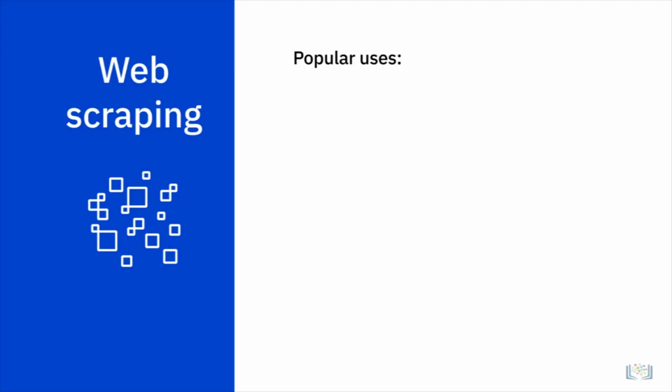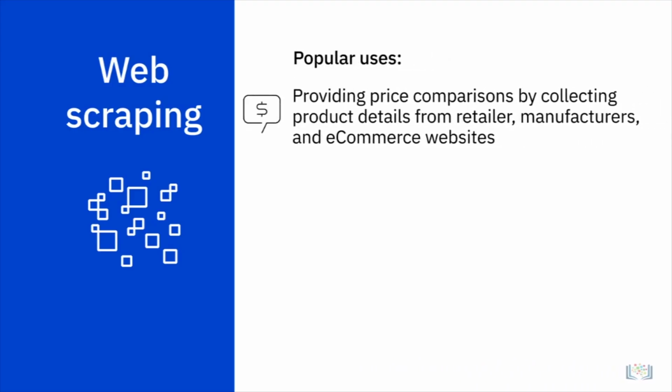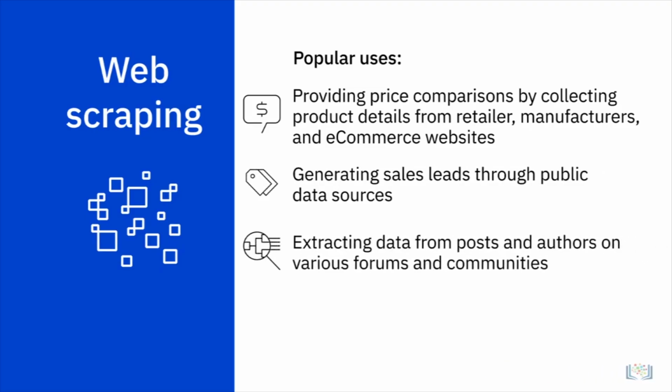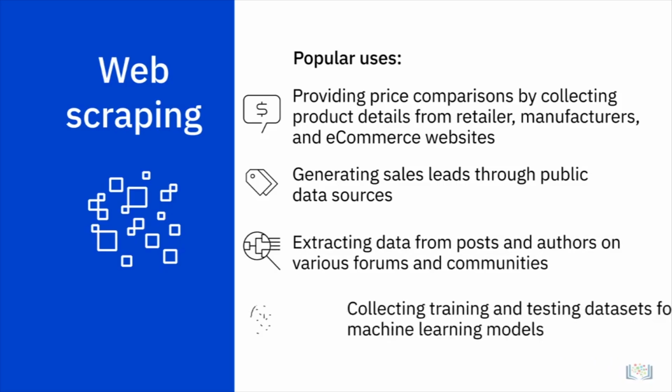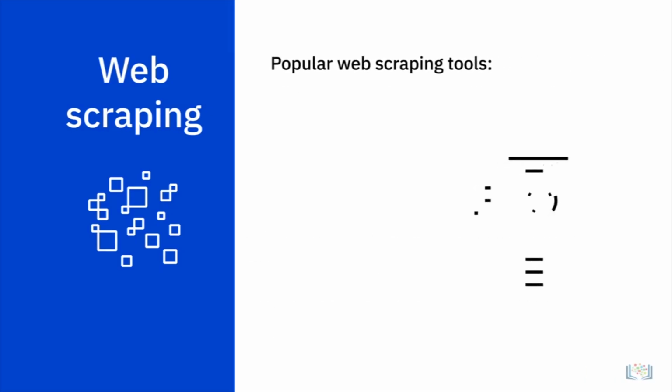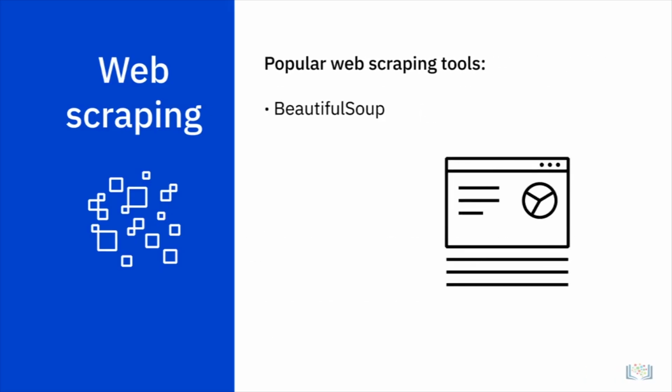Some popular uses of web scraping include collecting product details from retailers, manufacturers, and e-commerce websites to provide price comparisons, generating sales leads through public data sources, extracting data from posts and authors on various forums and communities, and collecting, training, and testing datasets for machine learning models. Some of the popular web scraping tools include Beautiful Soup, Scrapy, Pandas, and Selenium.